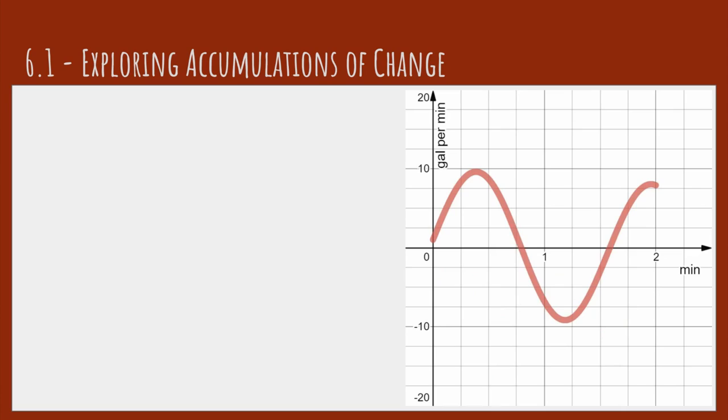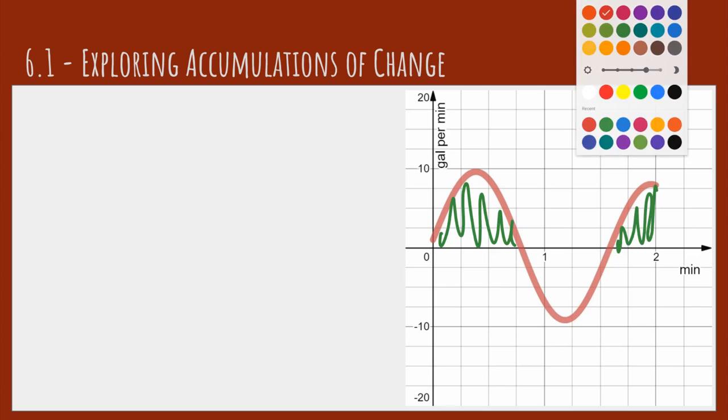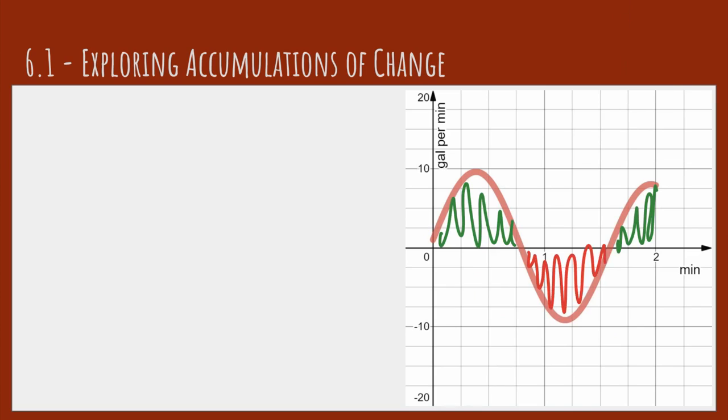And so where we have positive rates of change, like we do here and here, we're going to have positive change overall. Where we have negative rates of change, like we have here, we're going to have negative change overall. Now, I know this sounds like a fairly straightforward idea. On this interval, water's flowing into the tank, so there's going to be more at the end than there is at the beginning. On this interval right here, water's flowing out of the tank, so there's going to be less at the end than at the beginning.